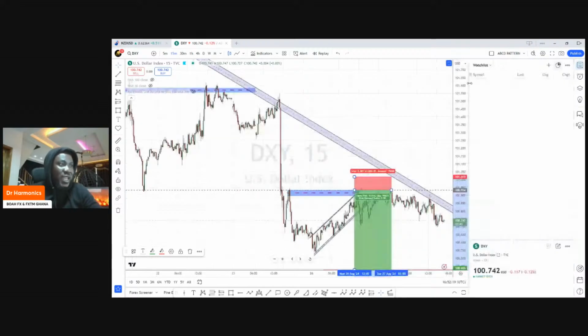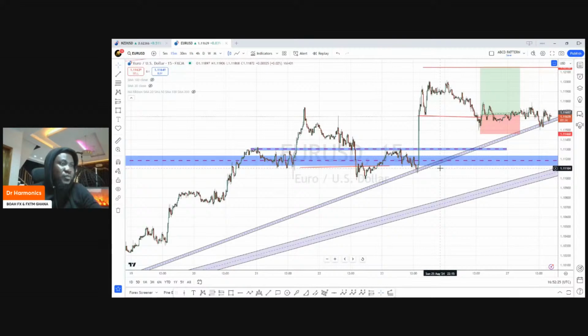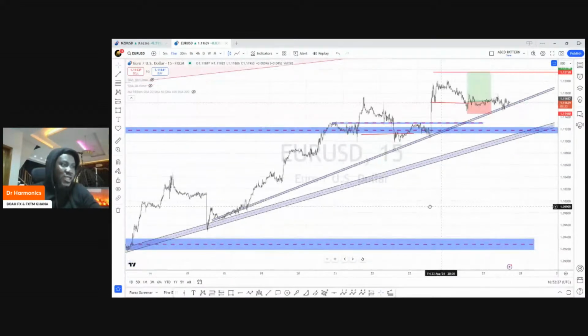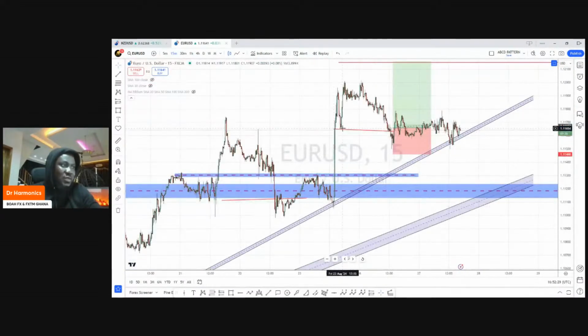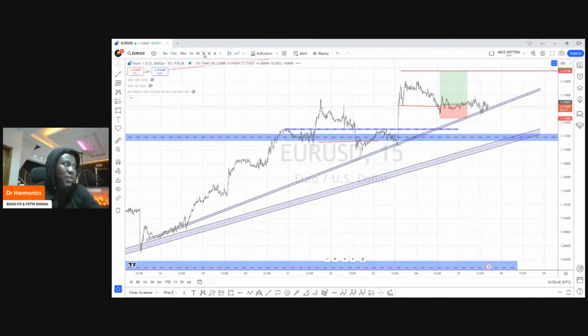So let's look at Euro USD. Now, Euro USD, I saw the same pattern as on DXY. I saw a similar one. Now, this liquidity was taken over here. So let's do some comparison. Now, look at this structure. Look at this structure very well.